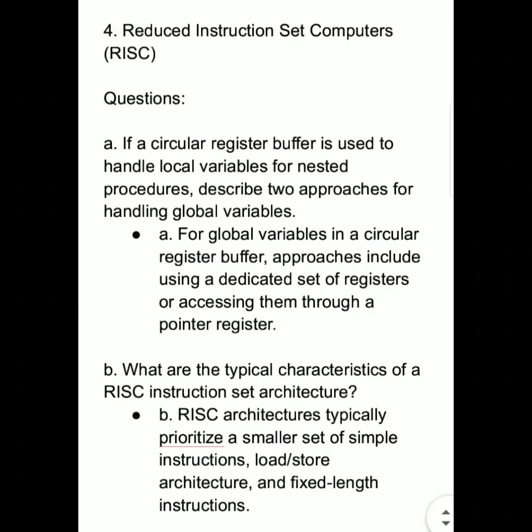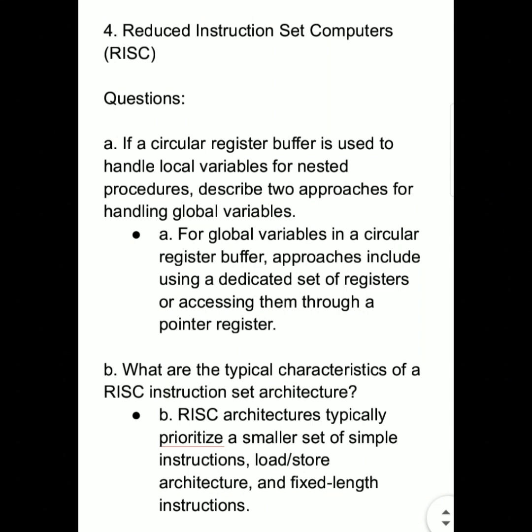So next is reduced instruction set computers. Question A: if a circular register buffer is used to handle local variables for nested procedures, describe two approaches for handling global variables. So first, for global variables in a circular register buffer, the approaches include using a dedicated set of registers or accessing them through a pointer register.